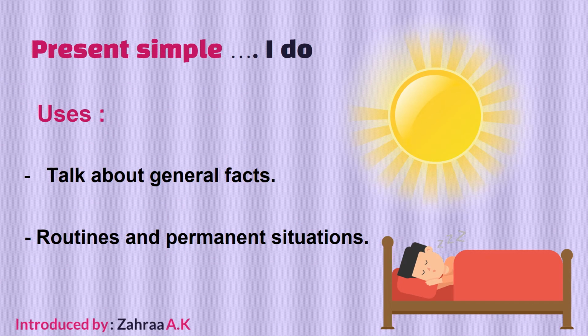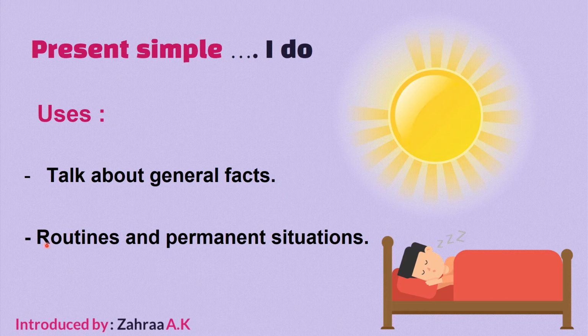Present simple, I do. Uses, استخدامات المضارع البسيط: to talk about general facts, للتحدث عن حقائق عامة, such as the sun rises from the east. الشمس تشرق من الشرق. It is a truth. When I say this sentence, I talk about the truth that happens to the sun that rises from the east. So the present simple tense talks about this truth.